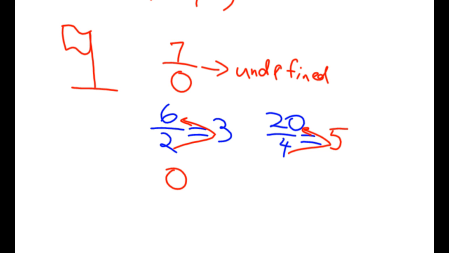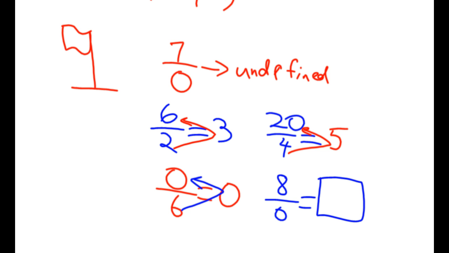Even if I take 0 and divide it by 6, and I get 0, well, if I take 6 and multiply it by 0, don't I get back to 0? So these are all okay, but what happens if I take a number like 8 and I divide it by 0? What could I divide 8 by and get 0? What answer could I get here?